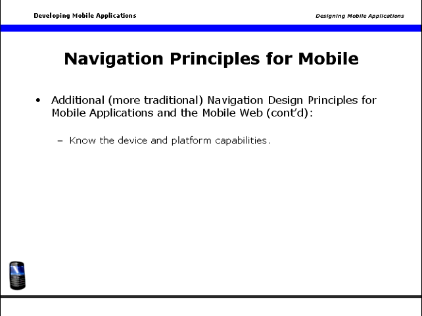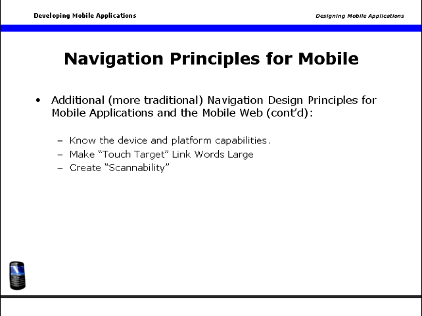Know the device and platform capabilities. This is really important. Taking advantage of device capabilities can make a great experience, but too much can overwhelm the user and at best leave them lost and leave your extra functions unused. Make touch target link words large.